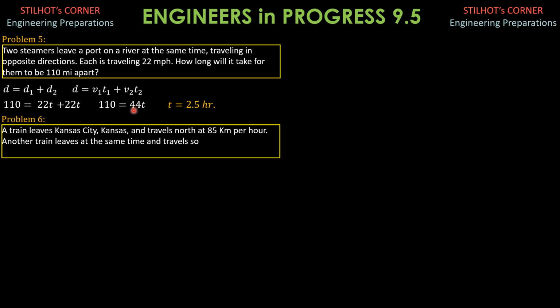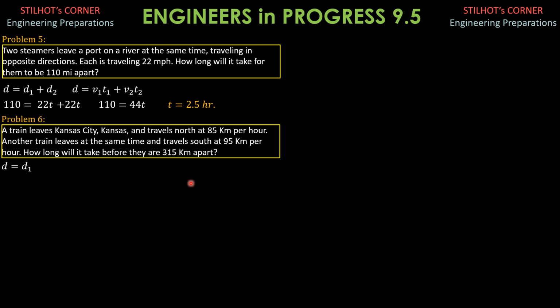Another train leaves at the same time and travels south at 95 kilometers per hour. So how long will it take before they are 315 kilometers apart? This problem is similar to problem 5, except that this time they have different speeds or rates.